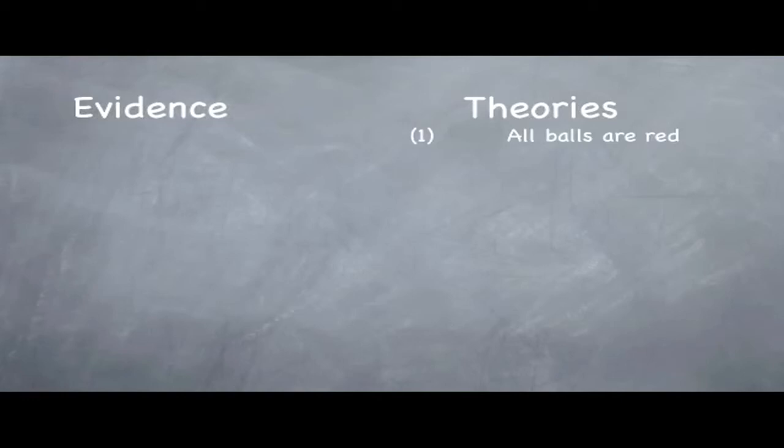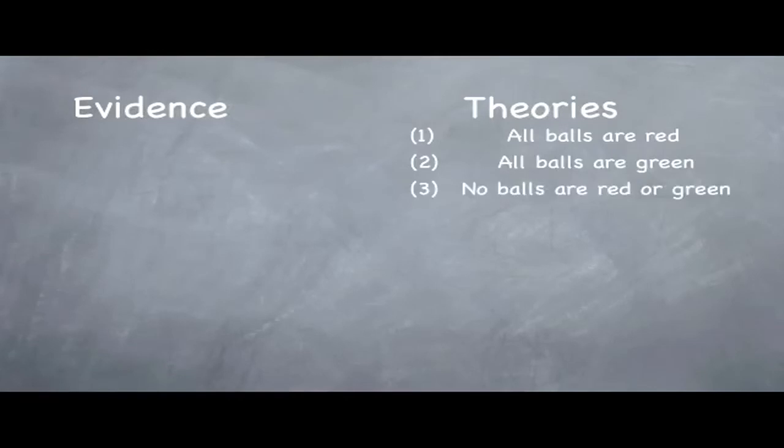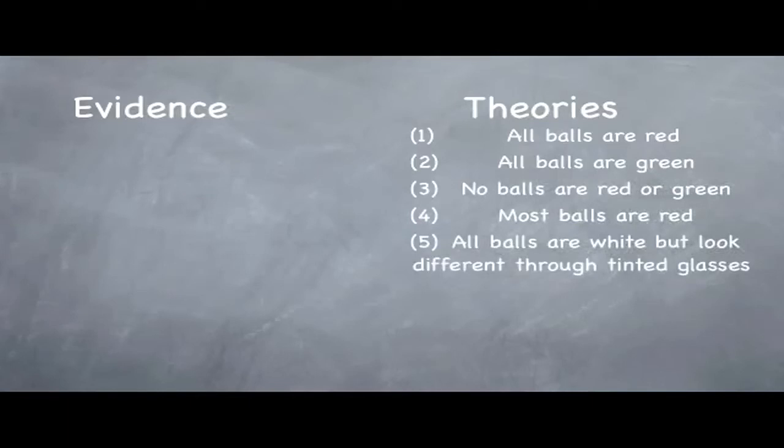So our next theory is going to be all balls are green. Then we'll have no balls are red or green. Most balls are red. And finally, all balls are white, but they look different through tinted glasses. So these are our theories, and now we're going to have a piece of evidence. We go out and we find a ball, and it's red. Now we're going to look at what that can tell us about the theories.